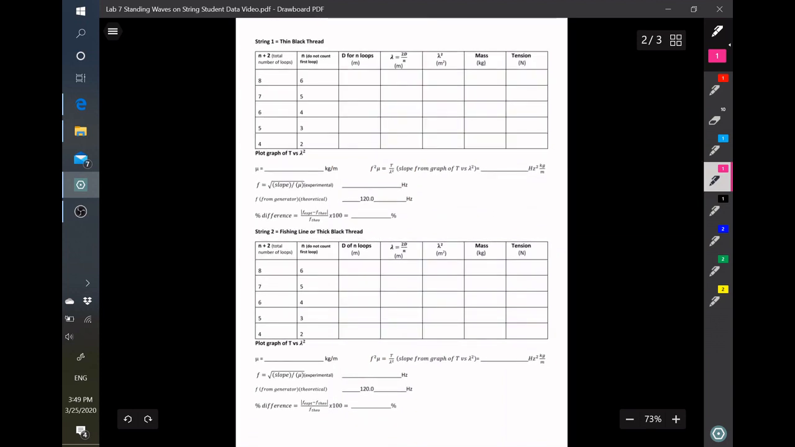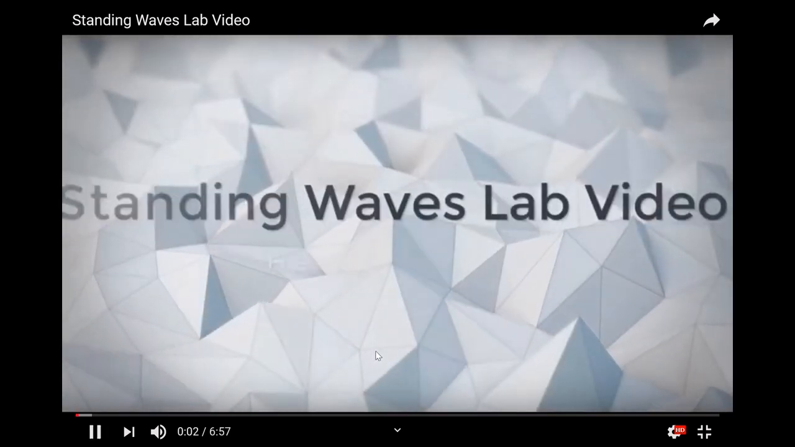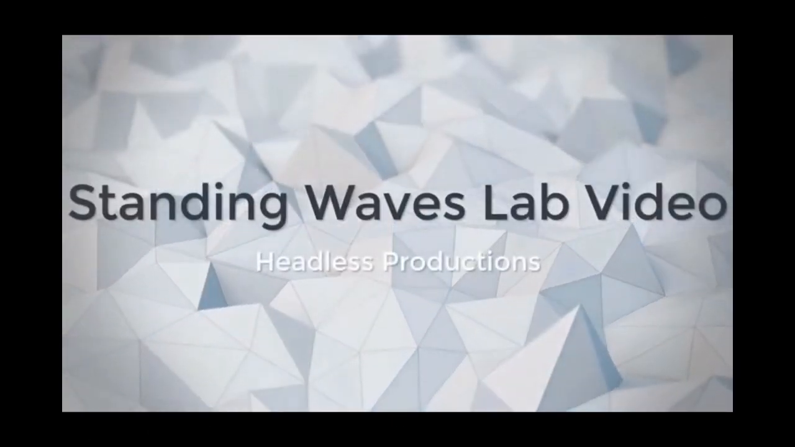The next page is the data table that you will use to record the data that you see in the video. I will help you out and record a little bit of it with you. And then the final page are the questions that you have to answer after you are done taking all your data. Now let's check out the video from the experiment. So this is for the normal modes lab or the standing waves lab.